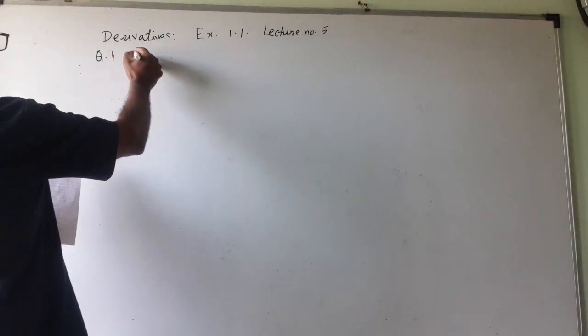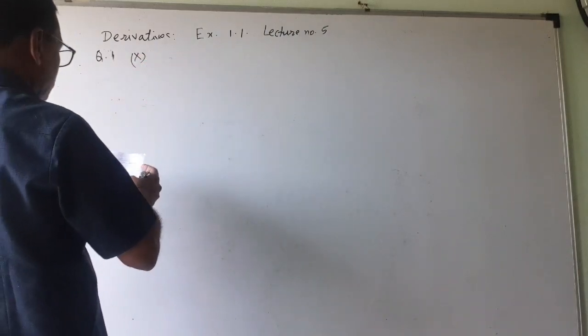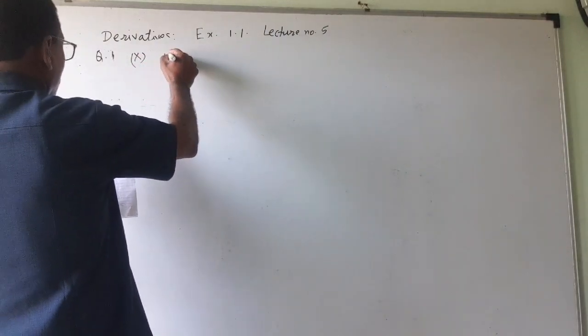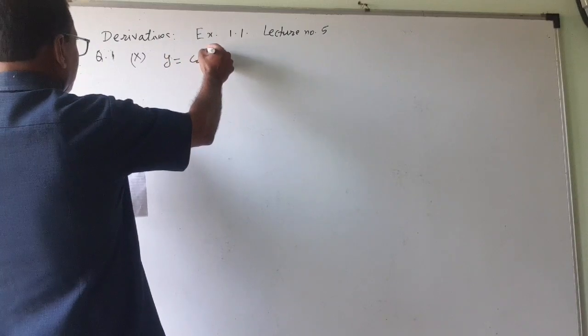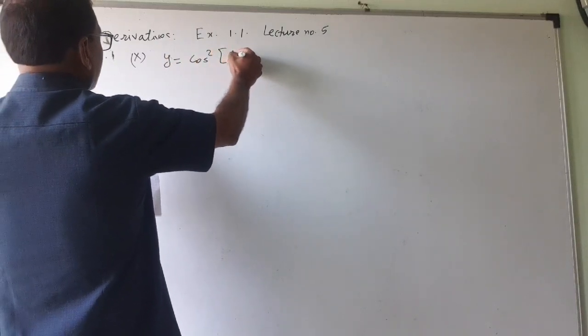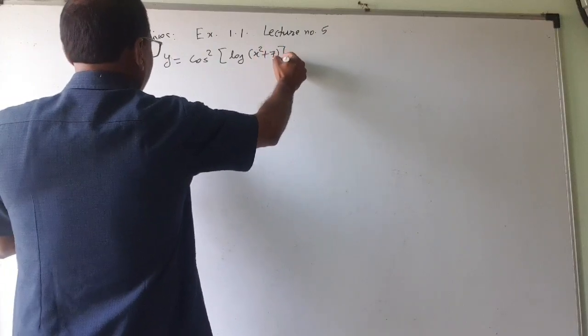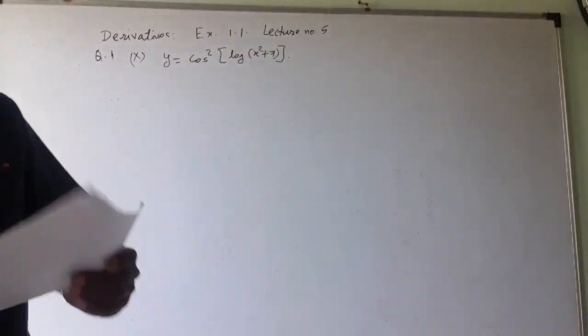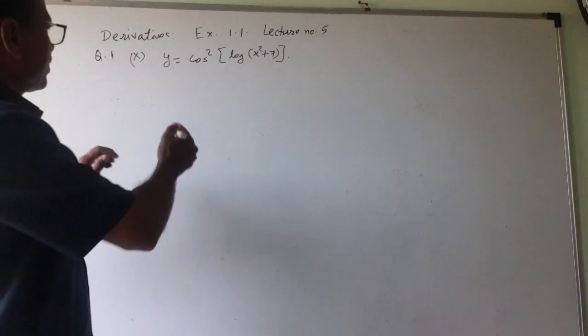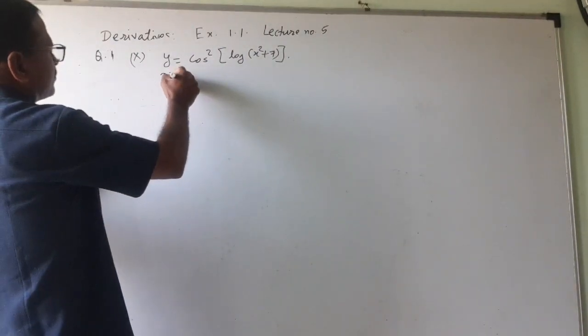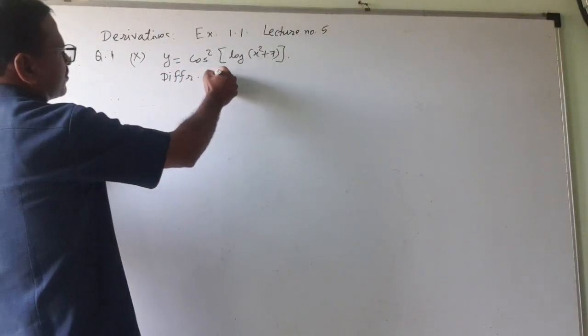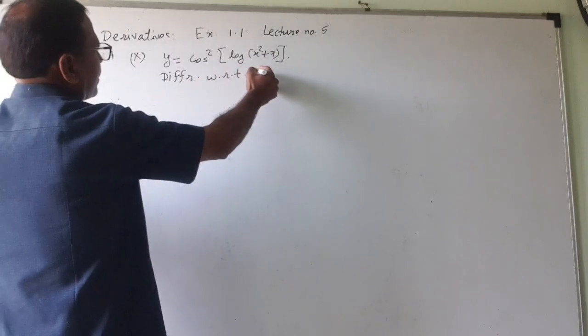Now the 10th sum, y is equal to, I am directly writing, cos square of log of x square plus 7. Now here again differentiating with respect to x.